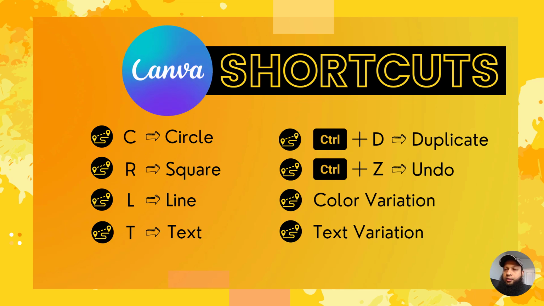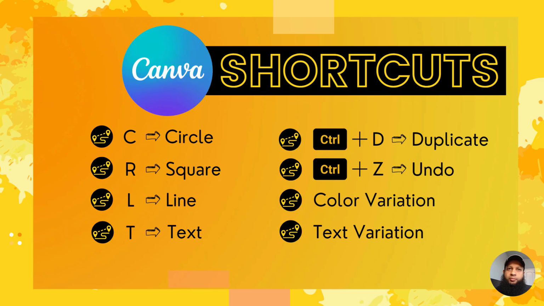And then Control plus Z, it is pretty much the same in most applications, that it undoes whatever you are doing, right? And of course, on Mac, you will do Command plus Z. And then I'll show you how to do color variation and text variation.